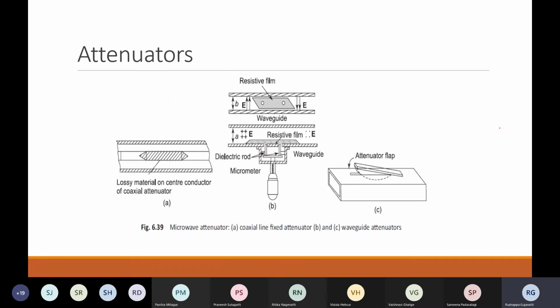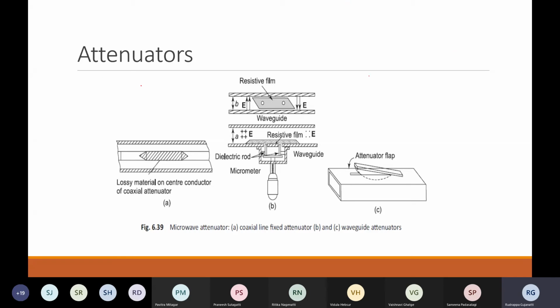So next, we can look at what are the attenuators. The name specifies that it's an attenuator. So what is its purpose? Its purpose is to reduce the strength of the input. So these are actually passive. Even the coaxial connectors are passive devices.